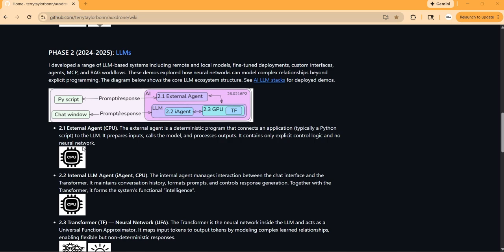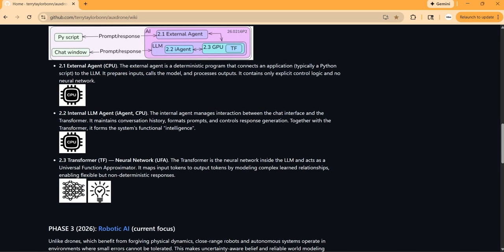The second phase was large language models. I built local and remote models, fine-tuned systems, custom interfaces, agents, and RAG pipelines. An LLM has three main components, three core parts. The external agent, which is a deterministic program that prepares inputs and calls the model.